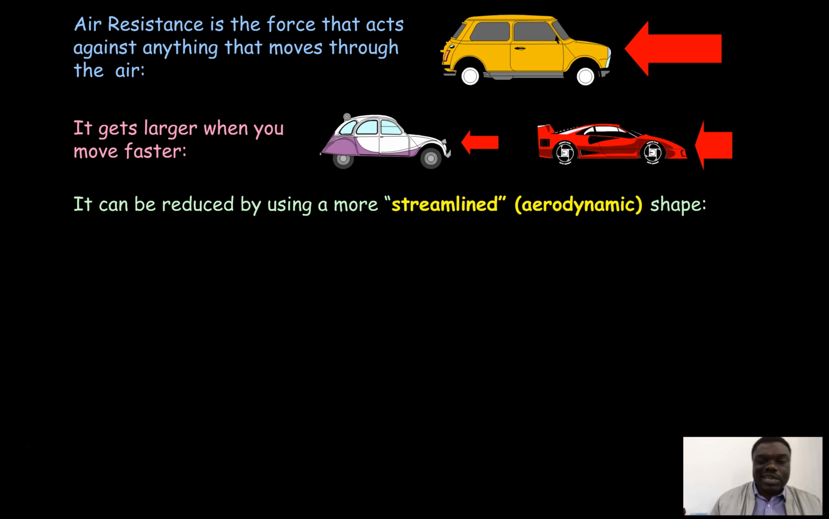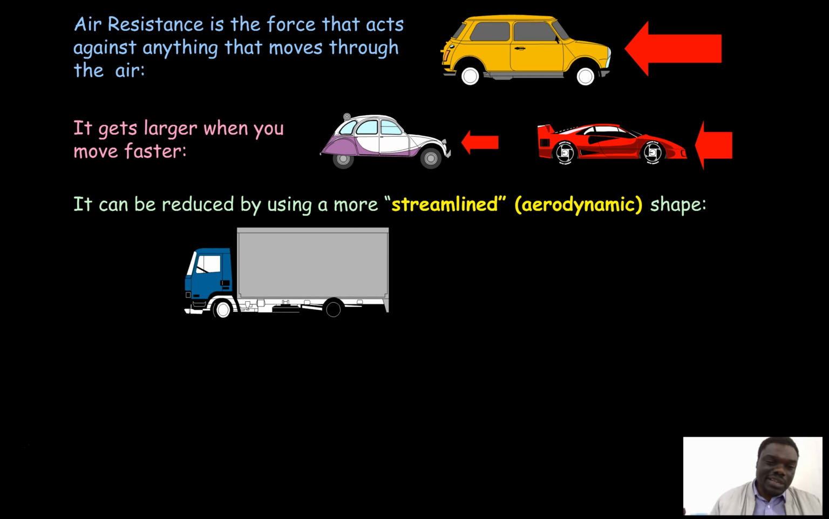We can reduce air resistance by streamlining the object or giving it an aerodynamic shape. An aerodynamic shape is, for example, this truck here. As you can see on the front of the truck, there's this gap. So when the truck is moving forward, the air will push on the truck. So the air resistance is very large.